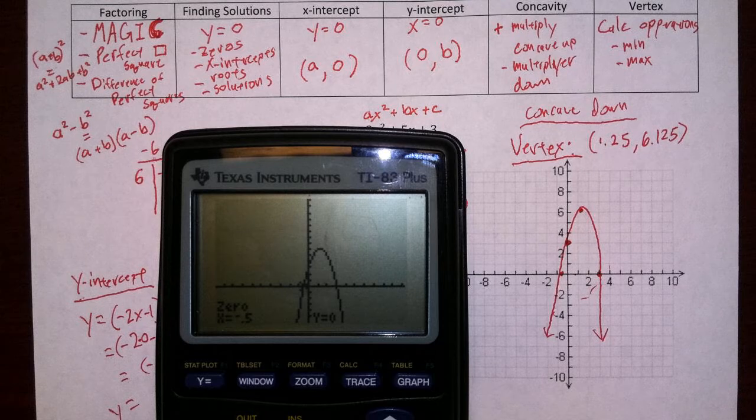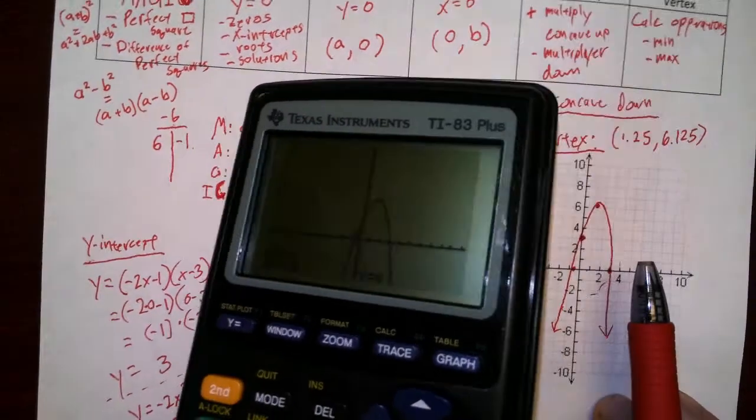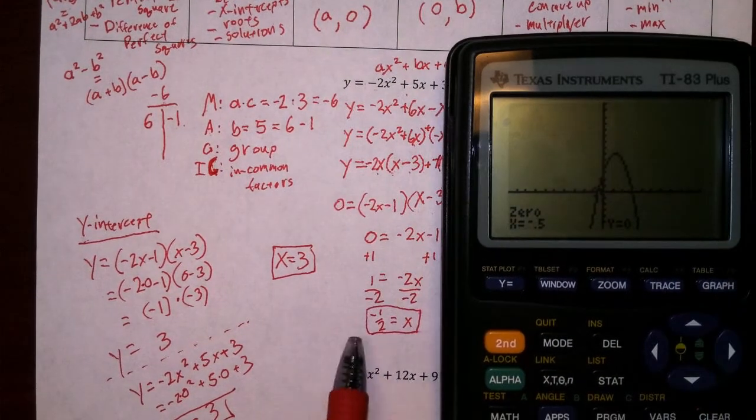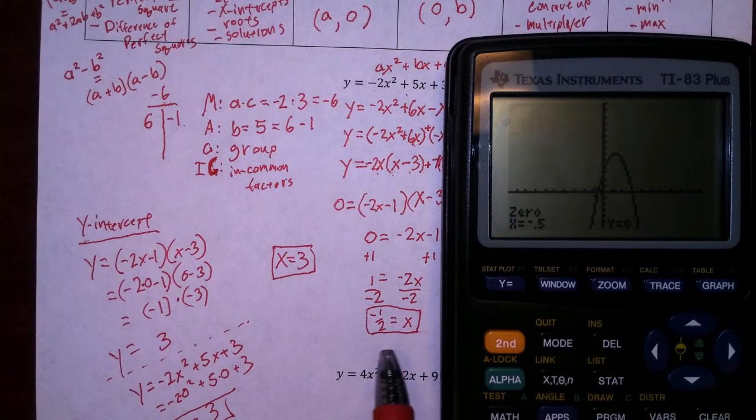Calculate that. And what do you know? It calculates it for us, and it tells us that our 0 right there is negative 0.5 and 0, which indeed is what we found. Negative 0.5, negative 1/2. Yes, we did it right.